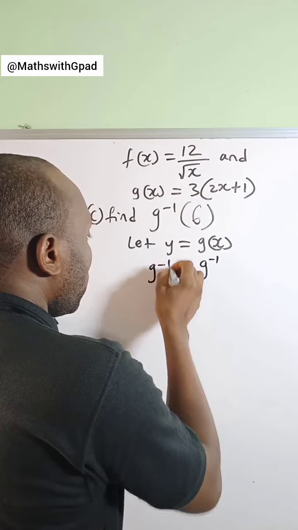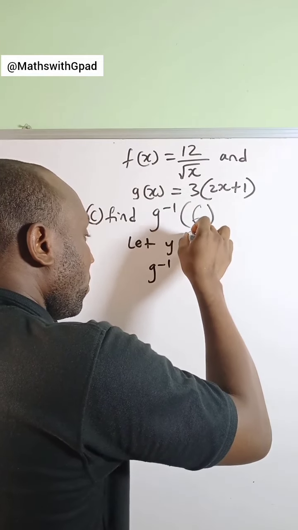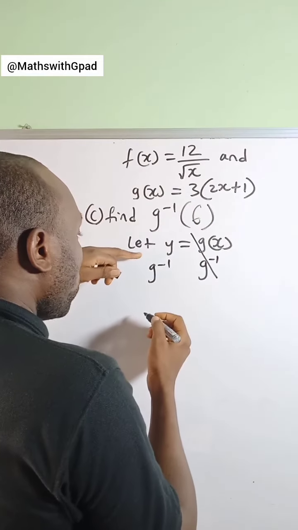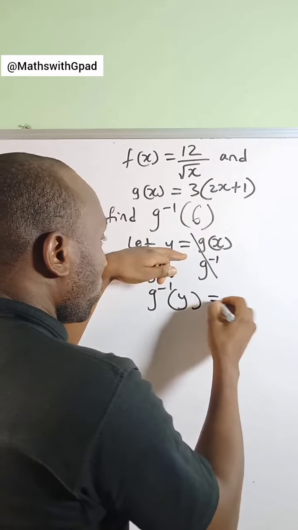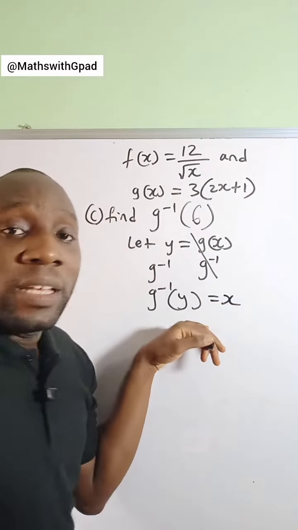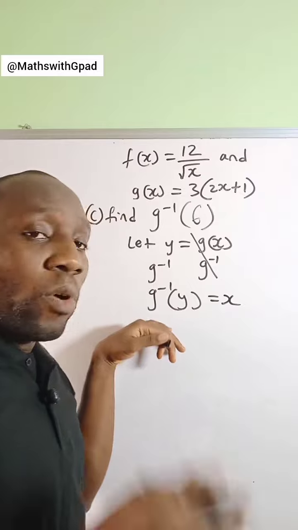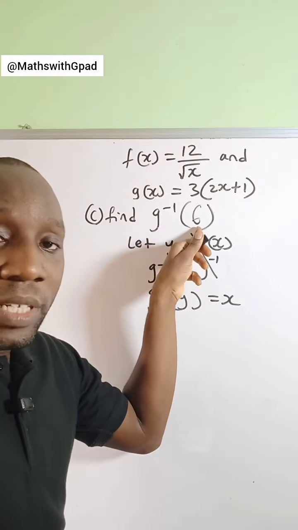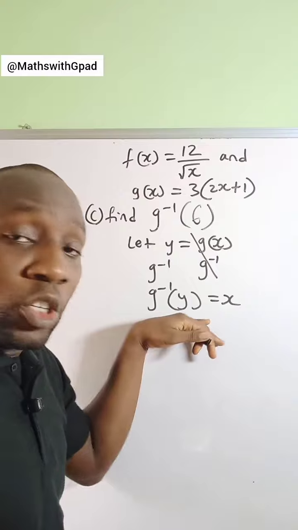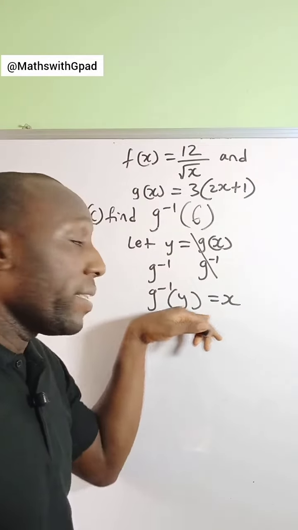Same here too. So watch this now. This g inverse will get rid of this. So which means you have g inverse of y being equal to what? X. Now this is going to form the basis of us finding the value of g inverse of 6. Keep this in mind. This is going to be useful as we proceed in this working.